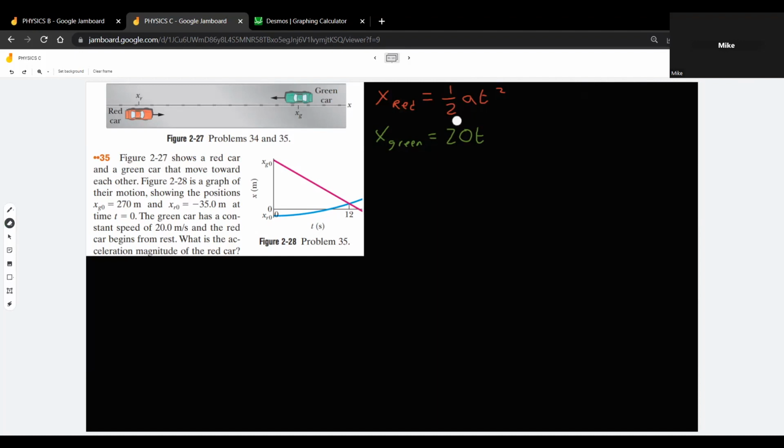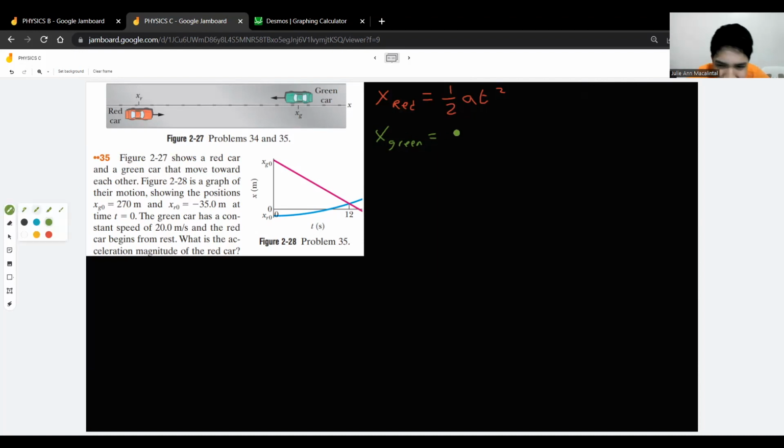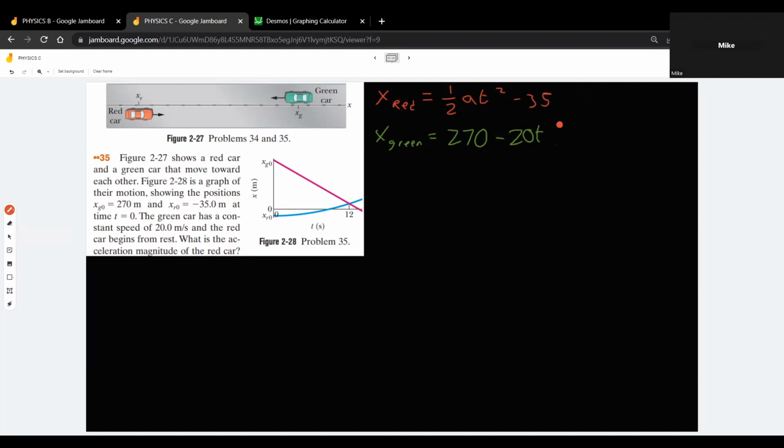Ano yung initial velocity? Going right yung positive. So dapat ito is 270 minus that one. This one is negative 35 plus this one. Okay. 25. Green car is moving. Okay, 270 minus 20t. So 1/2 AT squared minus 35.